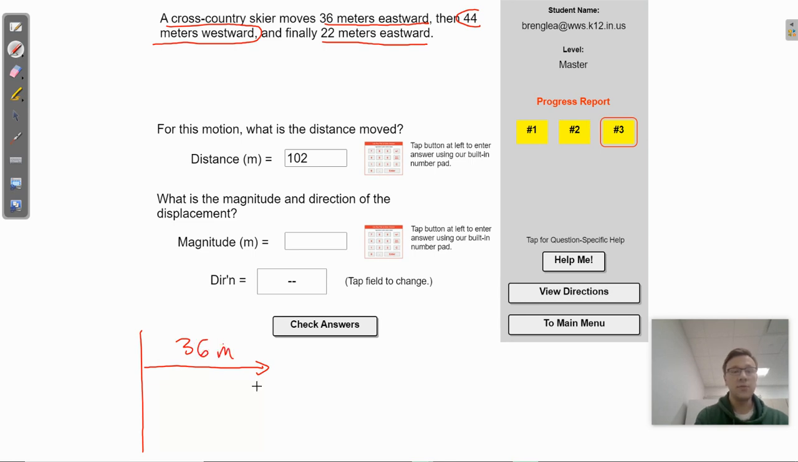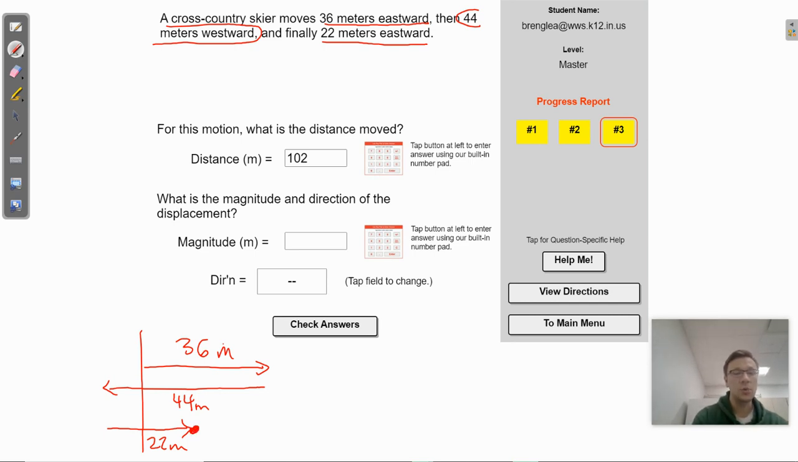Then they go 44 meters west. So they're going to end up a little bit to the left of that line that they originally started on. And then 22 more meters east. So they would come back this way some distance, 22 meters.